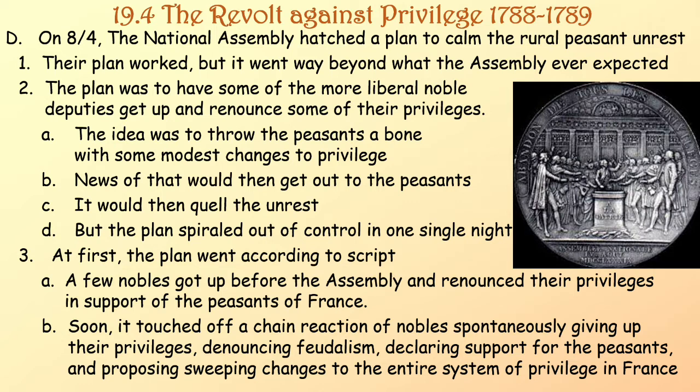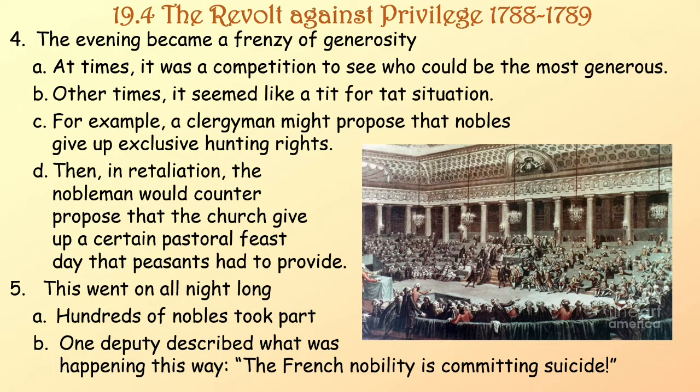At first, the plan went according to script. A few nobles got up before the assembly and renounced their privileges in support of the peasants of France. But soon, it touched off this chain reaction of nobles spontaneously giving up their privileges, denouncing feudalism, declaring support for the peasants, and proposing sweeping changes to the entire system of privilege in France. That evening became a frenzy of generosity, and at times it was a competition to see who could be the most generous. Other times it seemed like kind of a tit-for-tat situation.